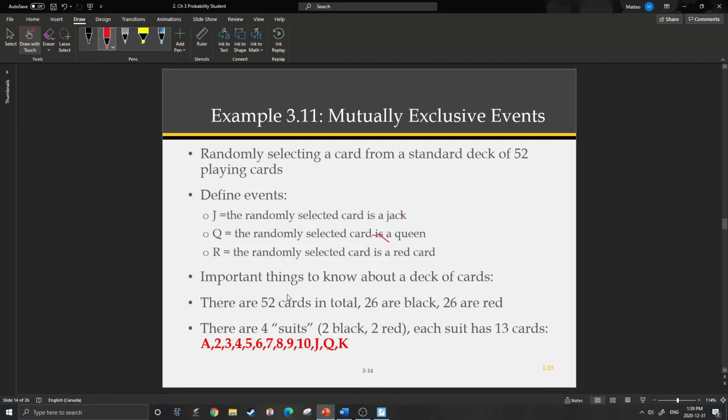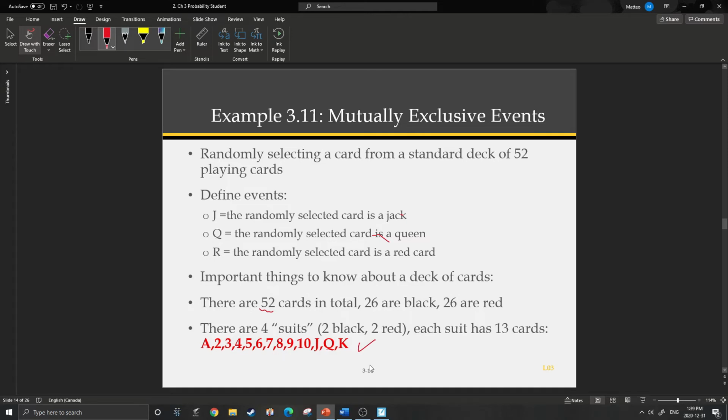There's 52 cards in total in a deck of cards. 26 of them are black, 26 are red. There's 4 suits. 2 suits are black, 2 suits are red, and each suit has 13 cards. The cards go like this, from ace, from A, and then 2, 3, 4, 5, 6, 7, 8, 9, 10. There's a mistake here, isn't there? No, 10, jack, king, queen. There is. It's perfect.